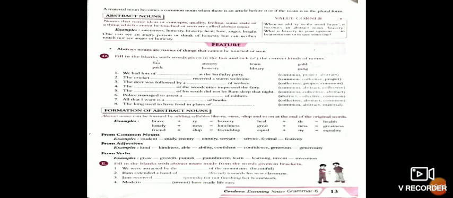Now children, as we have completed D exercise, we'll move towards formation of abstract noun. So how are abstract nouns formed? Abstract nouns can be formed by adding syllables like ry, ness, th, ship, and so on at the end of the original words. In other words, these are the suffixes which are added to the main word.